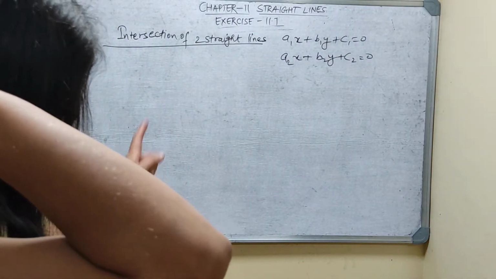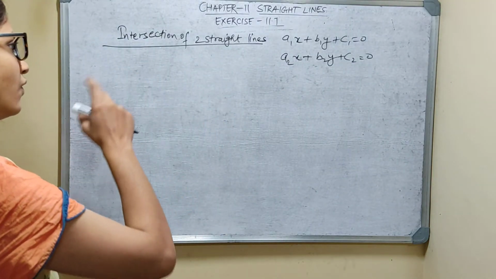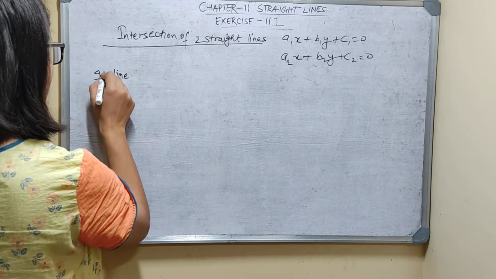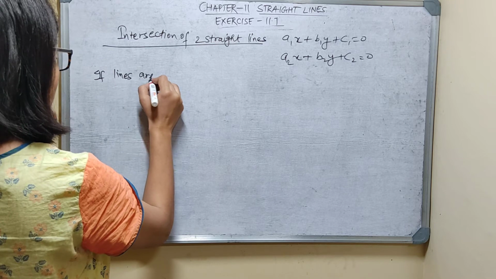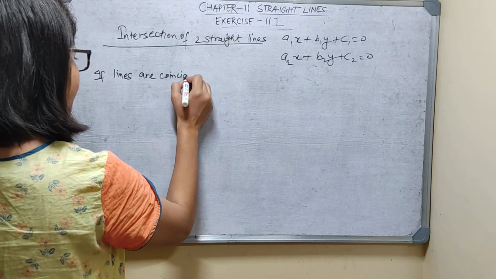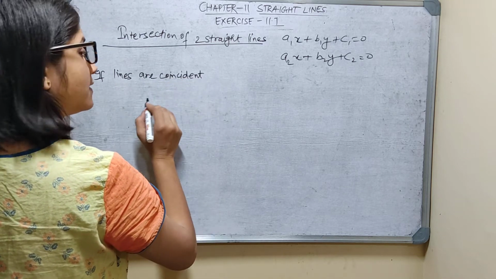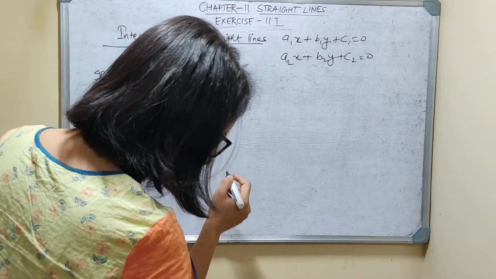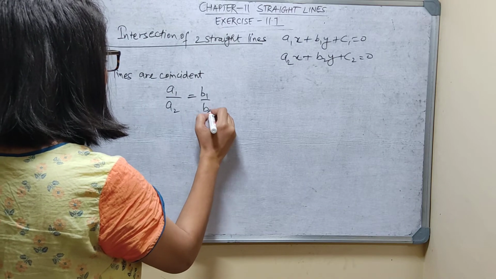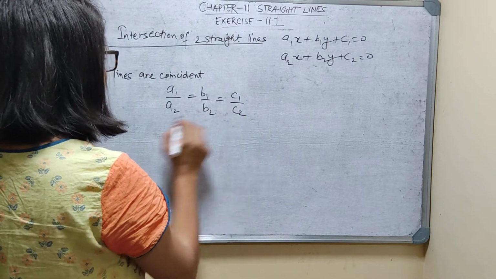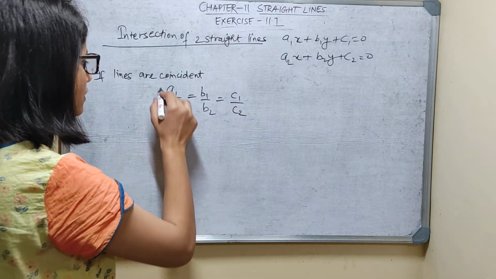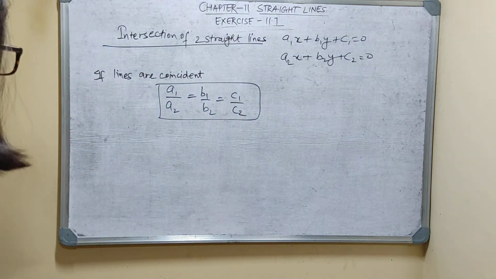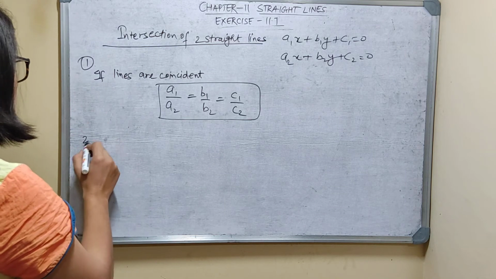Case number 1: if both lines are coincident. In this case, a1 upon a2 is equal to b1 upon b2 is equal to c1 upon c2. If both lines are coincident, then this will be the condition.